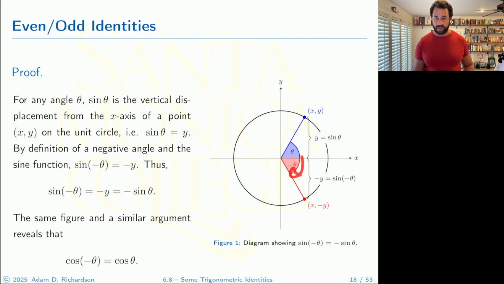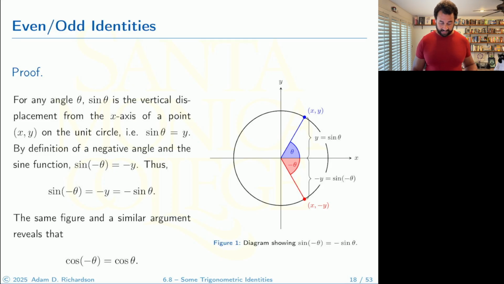So a negative angle goes clockwise, right? So if this is the angle theta, the angle negative theta is this one right here. And because this angle is negative theta, this displacement is going to be equal to negative y, because this is equal to y. So down here we have negative y. That means that sine of negative theta equals negative y. But what is y equal to? y is equal to sine of theta. So sine of negative theta, which is equal to negative y, is equal to negative sine of theta, and that's what we were trying to prove. And that's pretty much it.